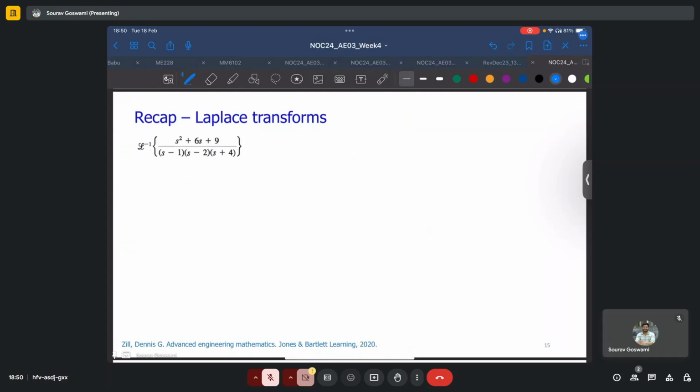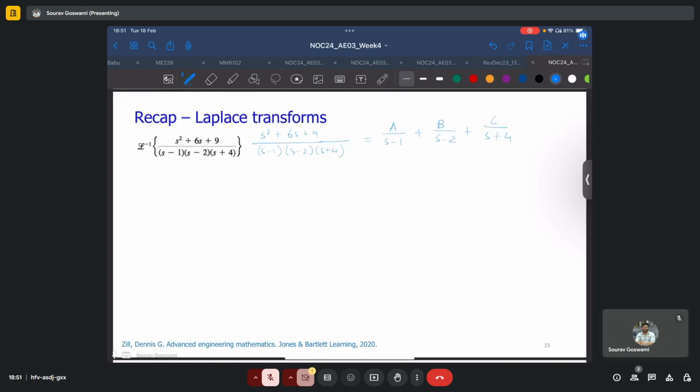As we are well aware, any such function such as (s square plus 6s plus 9) by (s minus 1)(s minus 2)(s plus 4), which has been factorized into non-repeating factors, can be represented as a by s minus 1 plus b by s minus 2 plus c by s plus 4. In each case, the order in s of the numerator is 1 less than the denominator. So if I had some factor with a square term, say s square plus 4, then the numerator would have been something like cs plus d.